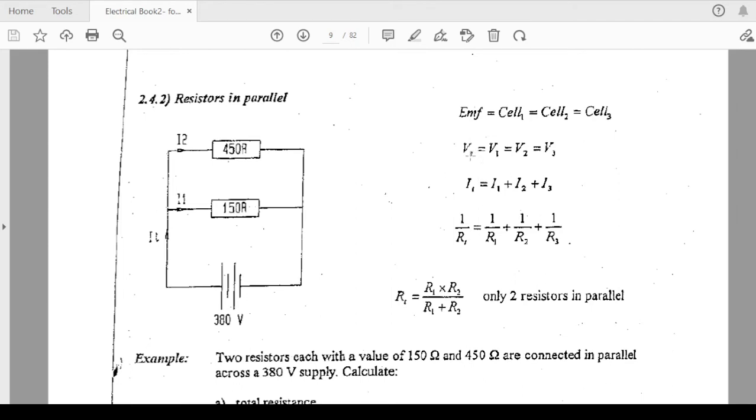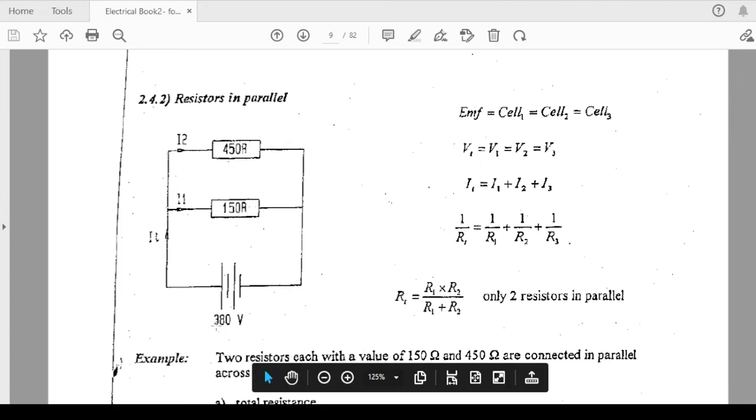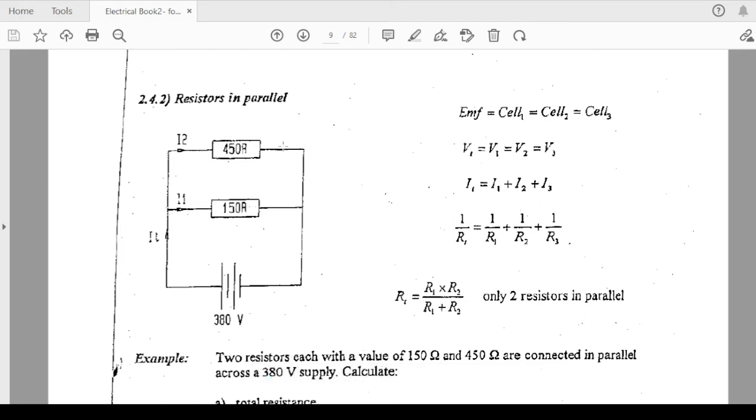VT, total supply voltage. Voltage across here is 380 volts. Then what is the voltage across this resistor? It's also 380 because voltage is across. What is the voltage here? It's also 380. That's why they are saying VT equals V1 equals V2 equals V3. The voltage is the same in parallel. It's constant in parallel.